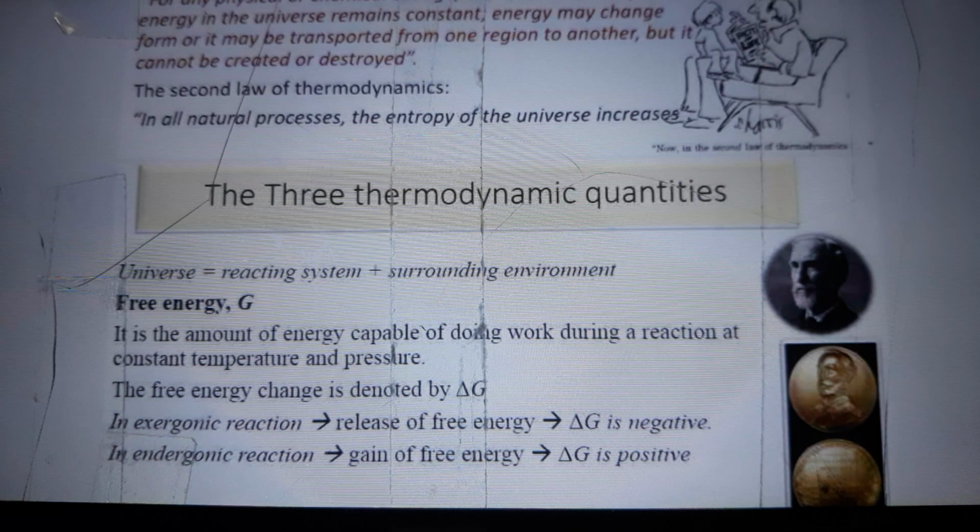In an exergonic reaction, there is a release of free energy, and delta G is negative. In an endergonic reaction, there is a gain of free energy, and delta G is positive. Right?